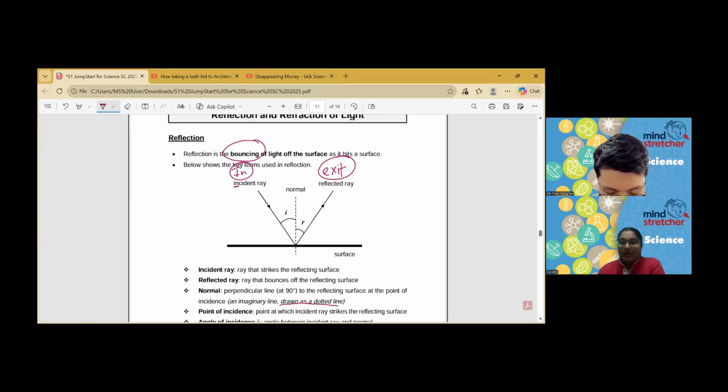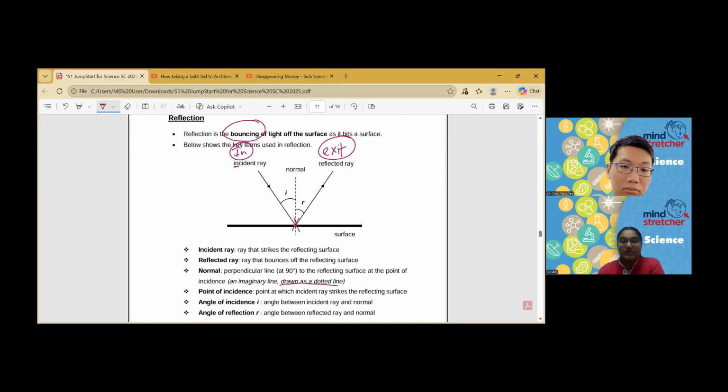Okay, the point where it hits the surface will be called a point of incidence. Okay, so this point right here is your point of incidence. And the angle between your normal and your incident ray will be angle of incidence. So you'll be denoting this with a lowercase i. Okay, and then the other side, the angle between the normal and the reflected ray will be denoted by a small r.